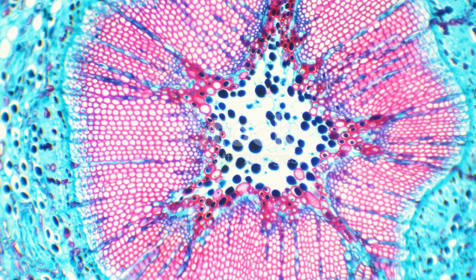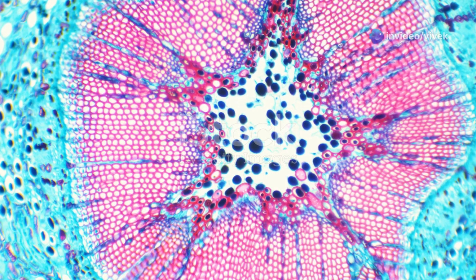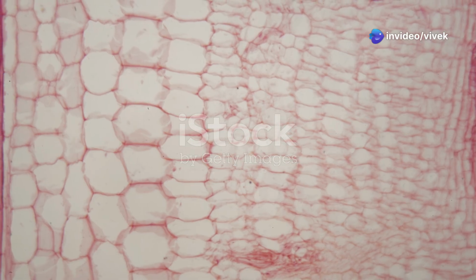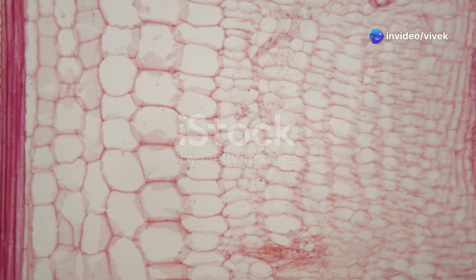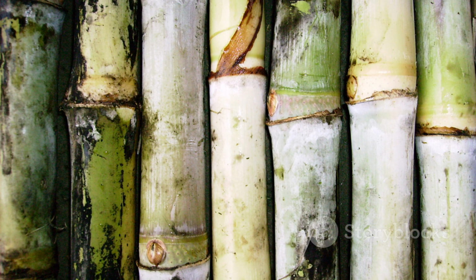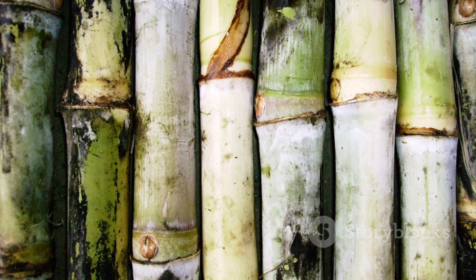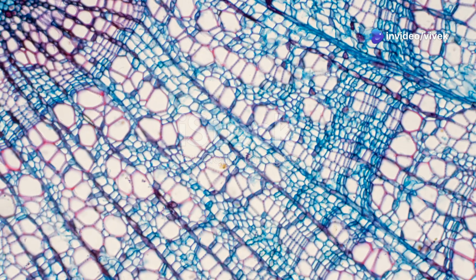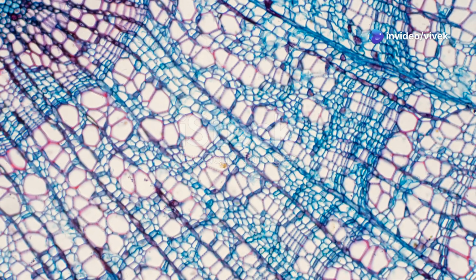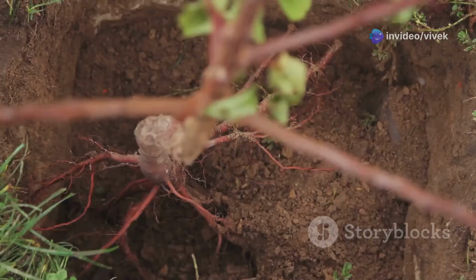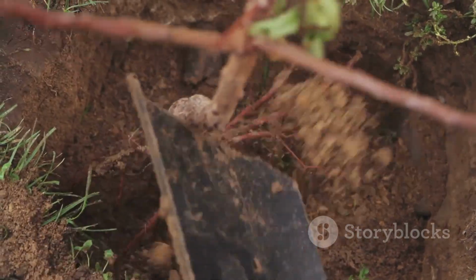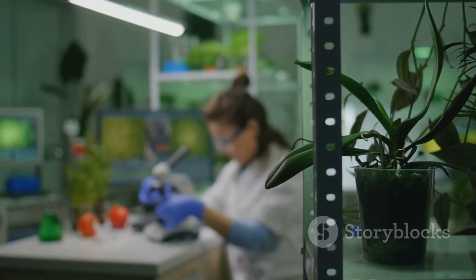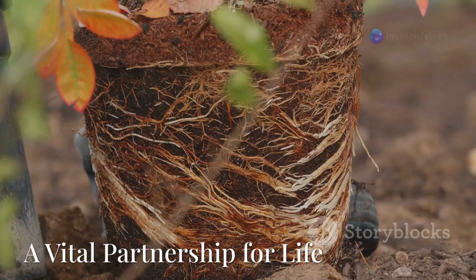Floyam is composed of living cells called sieve elements and companion cells. Sieve elements are elongated cells connected end to end, forming sieve tubes. Companion cells are located adjacent to sieve elements and provide metabolic support. Sugars produced in the leaves are actively loaded into the floyam sieve tubes, increasing the sugar concentration in these cells. This creates a concentration gradient that drives the movement of sugars from the source, like the leaves, to the sink, such as roots, fruits, or other growing tissues. The movement of sugars in floyam is an active process that requires energy.